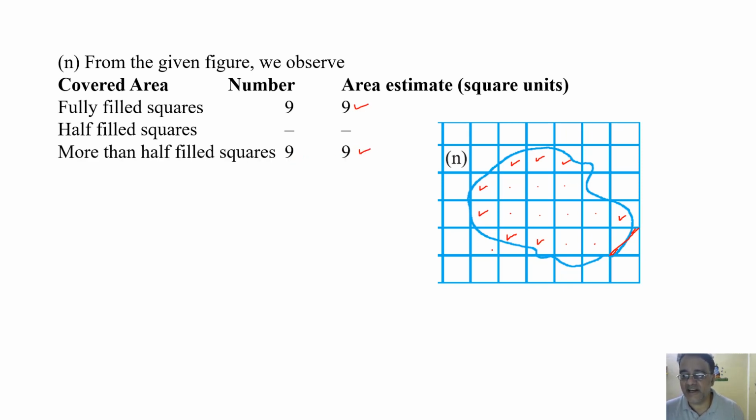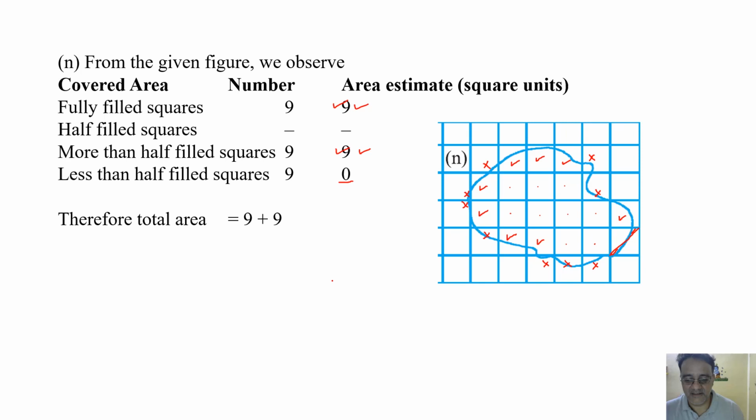Now less than half. 1 2 3 4 5 6, one more 7 8 9. ठीक है. So उसका area anyhow it will be 0. So the total area will be 9 plus 9, that is 18 square units. Okay. So this is the last question of today's session.